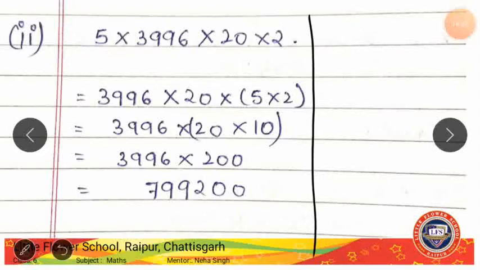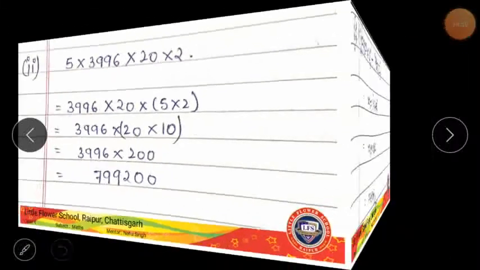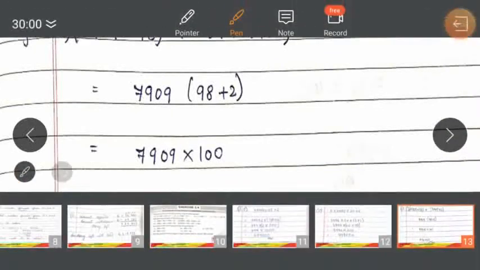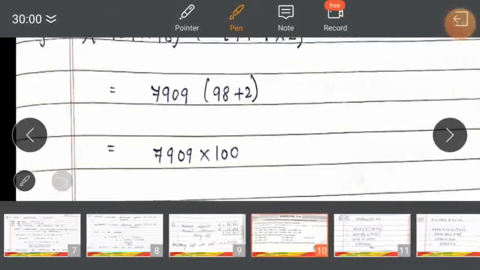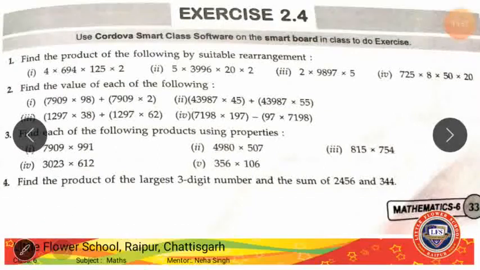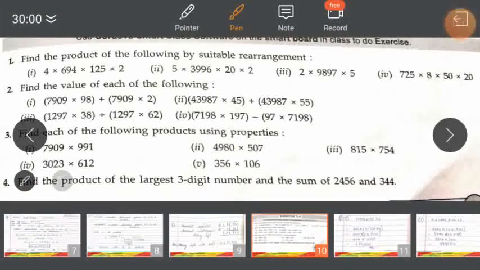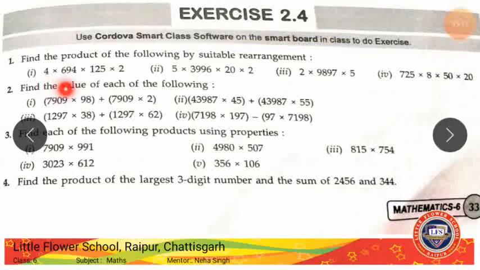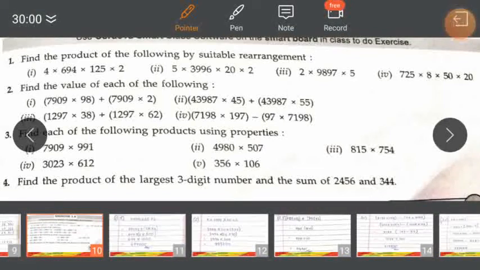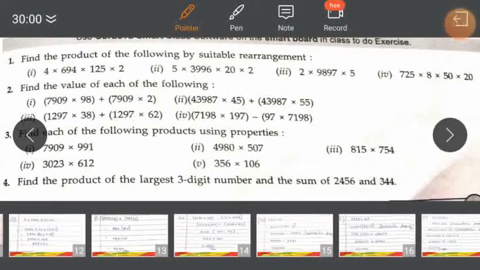Now moving on to the next question. That is the second question. The rest of the questions I'll be sending in a PDF. You can try all the questions on your own. Moving on to the next question. Find the value of each of the following. Now numbers are given. For multiplication you need to find the value. So let us see how we are going to solve.